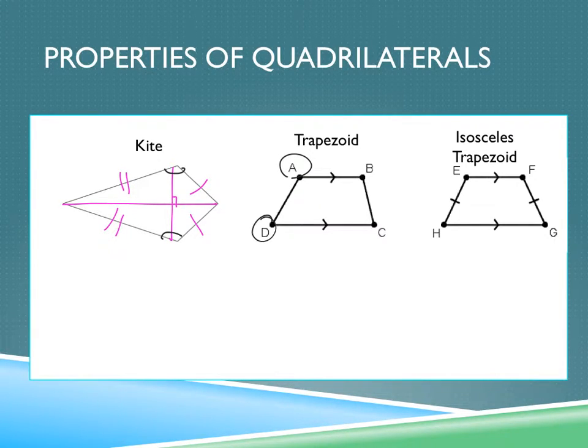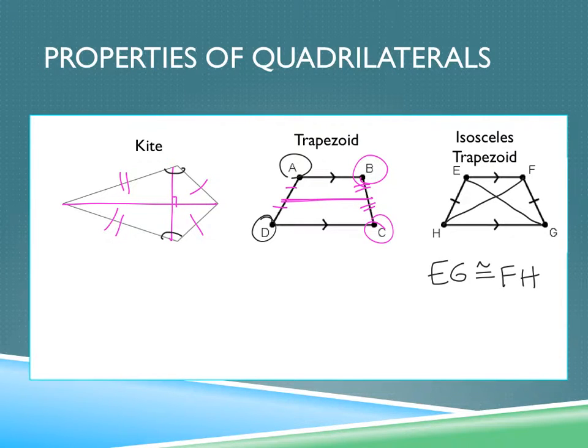Trapezoid, A and D would be supplementary, B and C would be supplementary. The mid segment would hit the 2 midpoints and be half the sum of the 2 bases. And then the isosceles trapezoid would have congruent diagonals, angle E would equal angle F, and angle H would equal angle G.